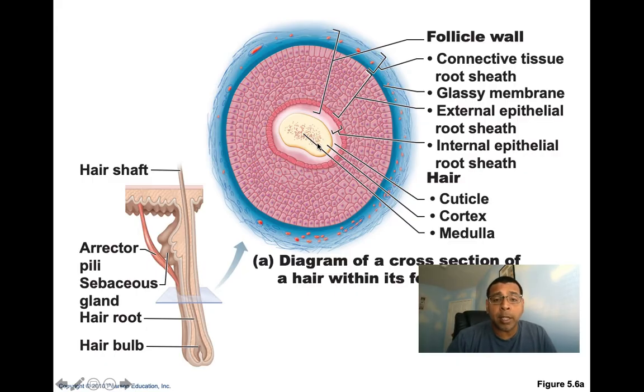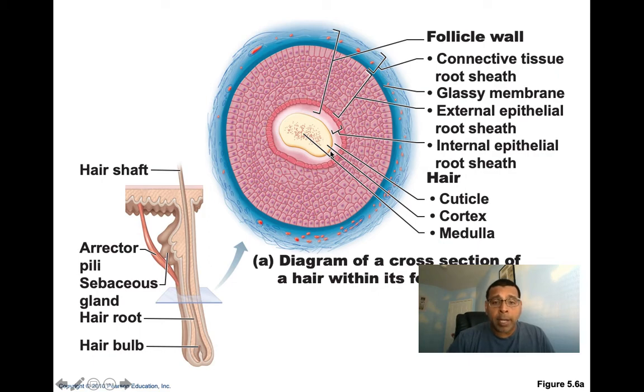Surrounding the medulla is going to be the cortex. The cortex is the bulky layer, and it's going to consist of several layers of flattened cells.